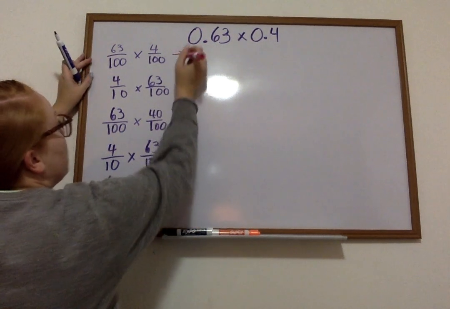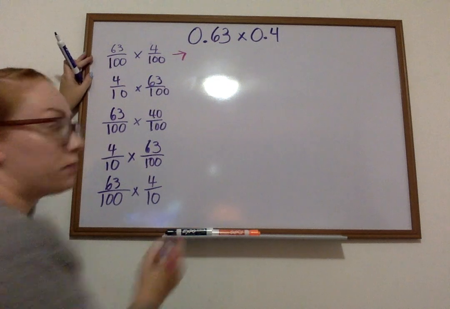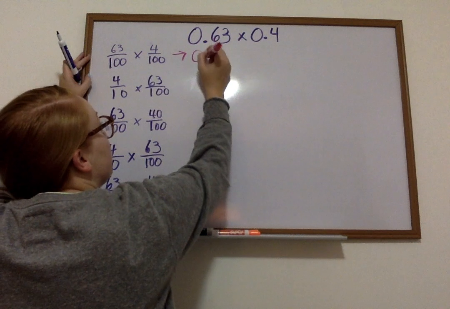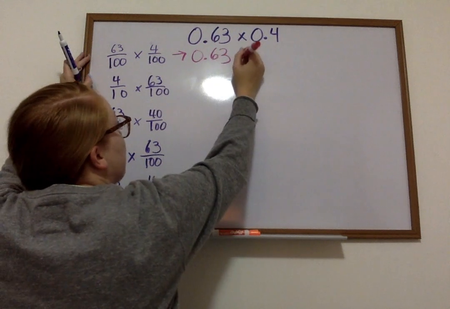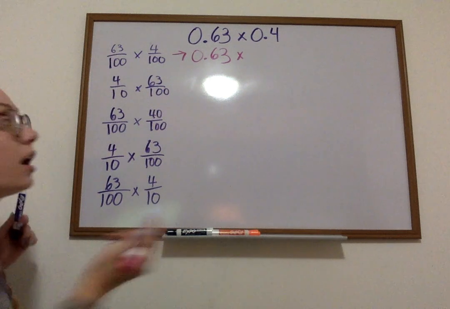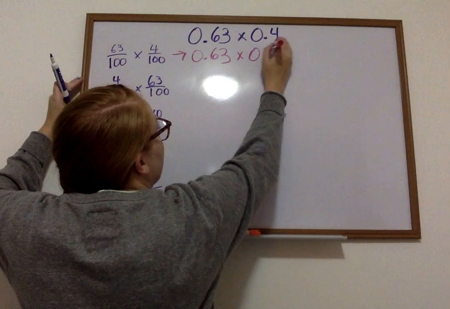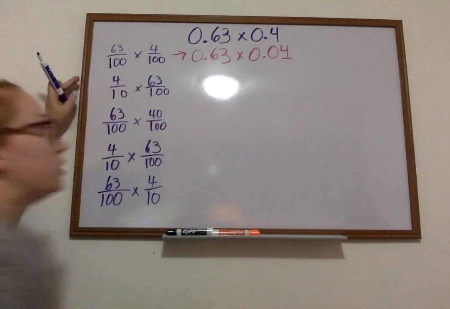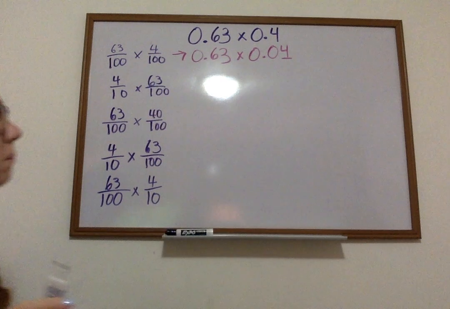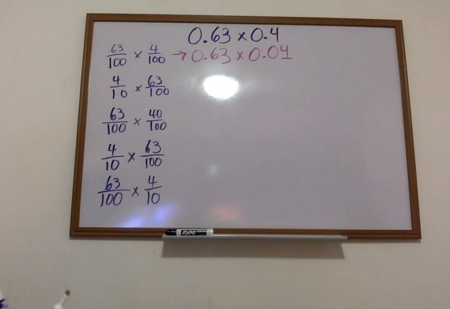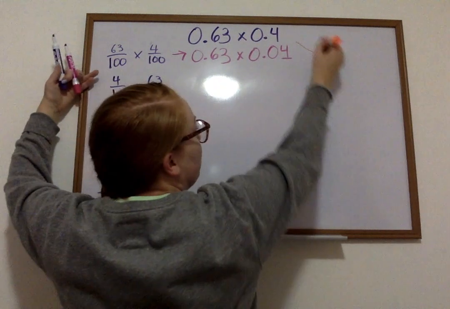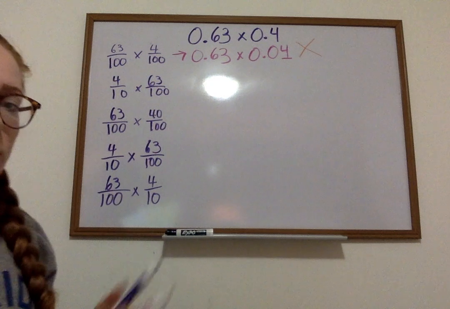So if I take this first one, I have 63 hundredths. That means that my 63 is going to be in the hundredths place. So that's 0.63 times, now I have 4 hundredths. That means my 4 is going to be in the hundredths place. 0.04 puts it in the hundredths place. Do these two equations look the same? Are they equal to each other? Nope, because this one says 4 tenths, this says 4 hundredths. That's going to be an X. We will not be able to choose that one.